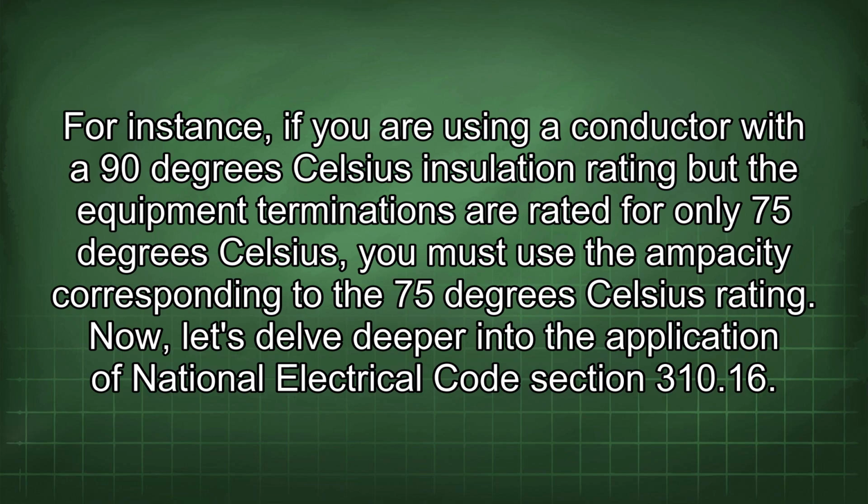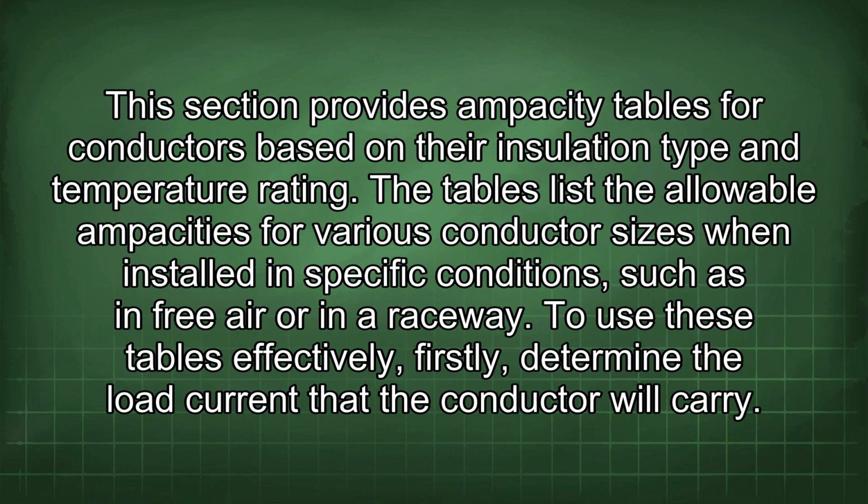Now let's delve deeper into the application of National Electrical Code Section 310.16. This section provides ampacity tables for conductors based on their insulation type and temperature rating. The tables list the allowable ampacities for various conductor sizes when installed in specific conditions, such as in free air or in a raceway. To use these tables effectively, firstly, determine the load current that the conductor will carry.